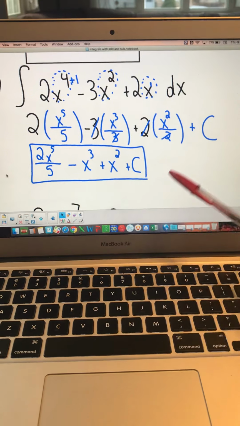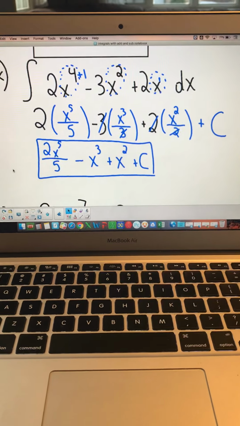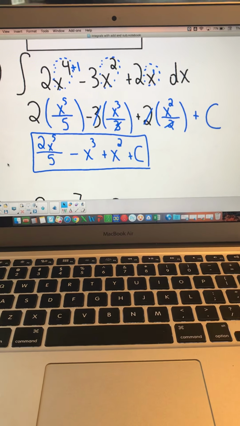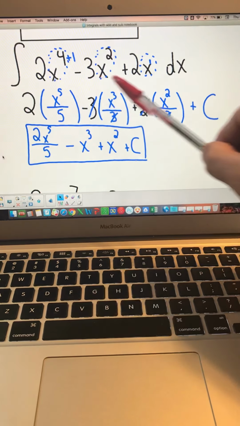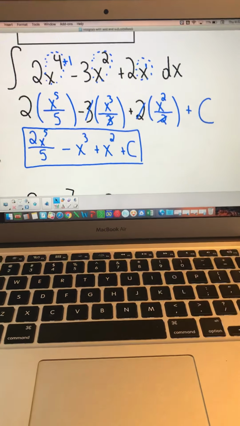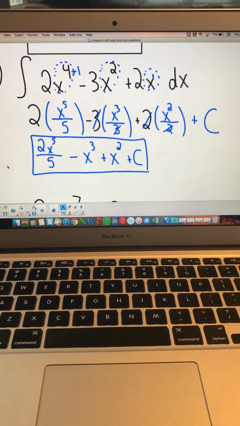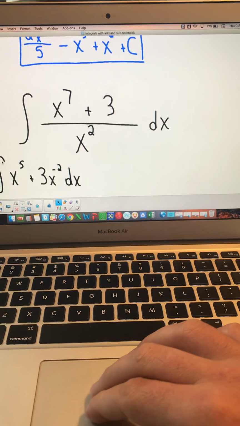So this function, if we were given a boundary and numbers, we would be able to find the area under this curve function within a certain boundary. Okay? Using that equation. It's coming down the road. Here we go. Let's look at another one.